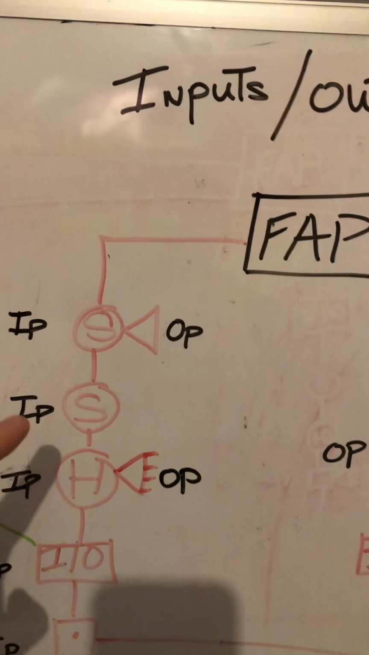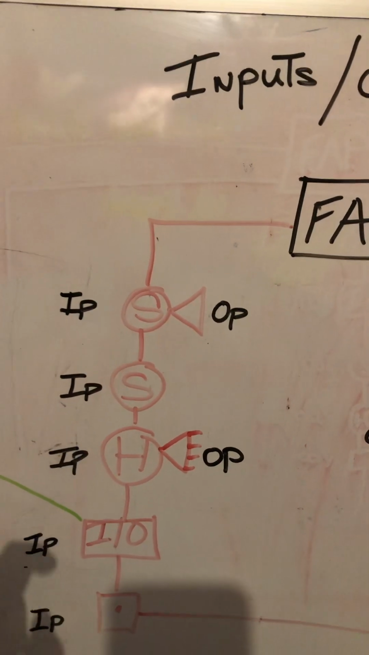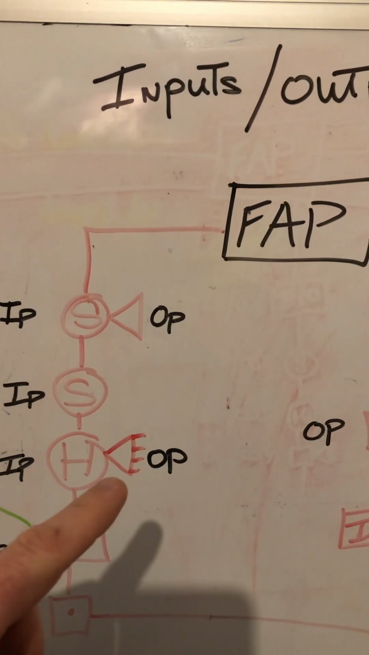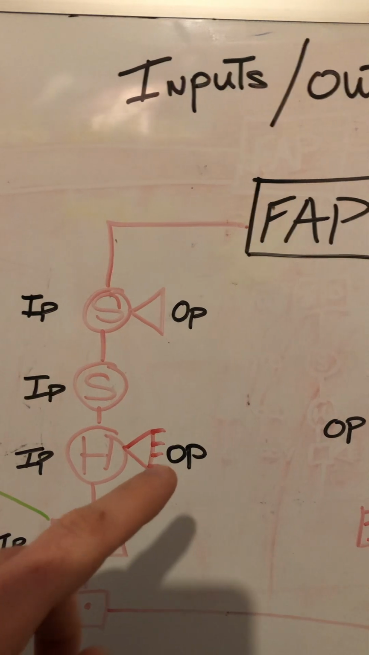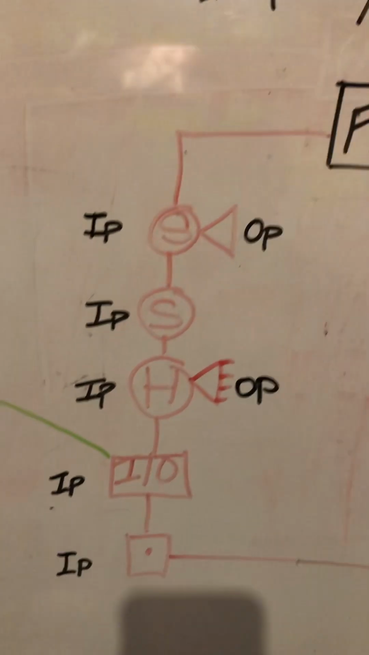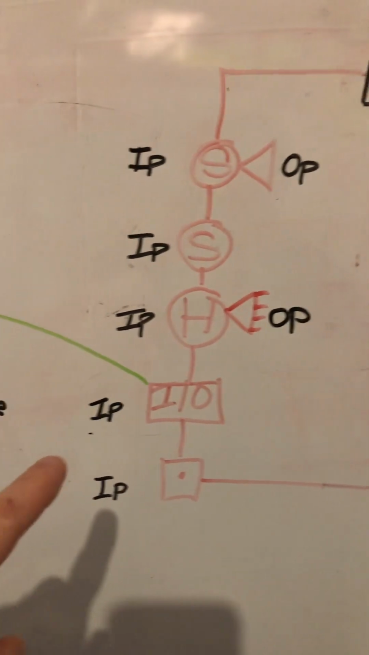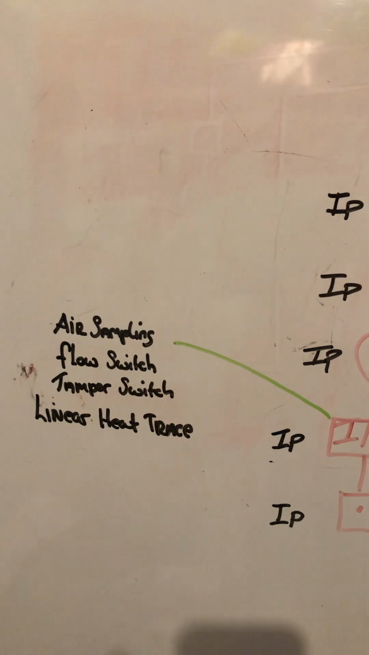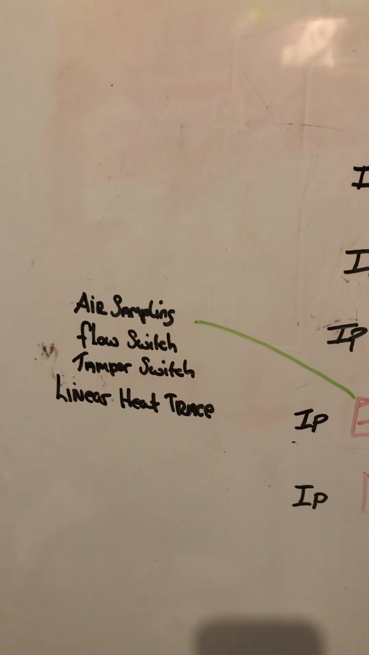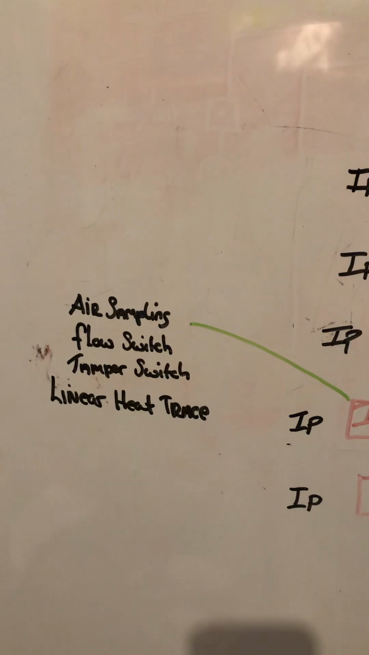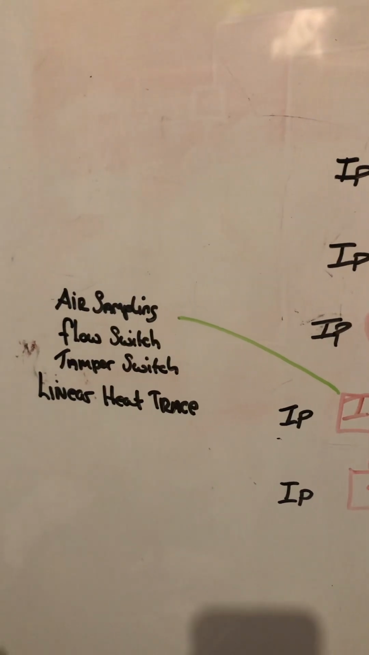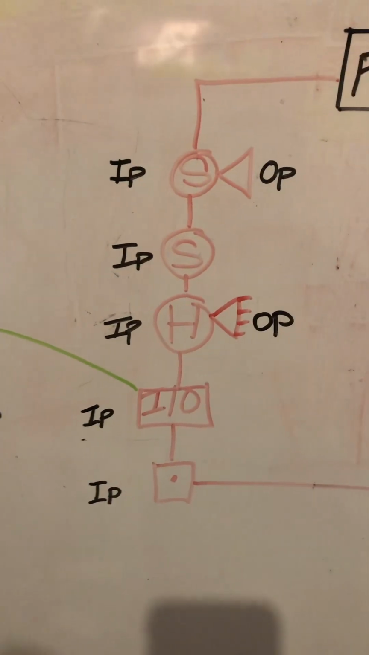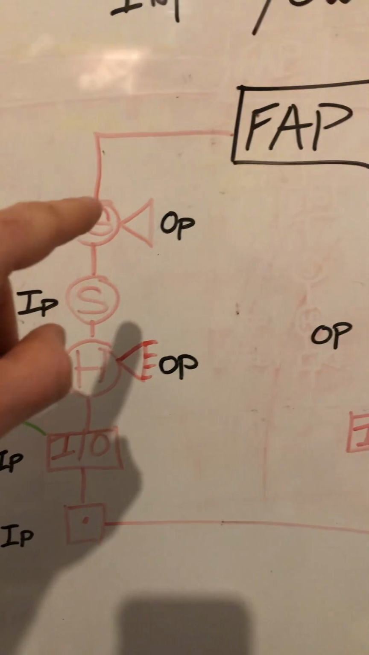So continue on down here, we've got a smoke detector, input, heat detector, input, with a beacon base. The sounder beacon base would be an output. We come down to an I/O, so this would be an input I/O, and a few examples of inputs are air sampling, flow switch, tamper switch from sprinkler sets, or linear heat trace. So basically, if the air sampling detects smoke, it will in turn input information to the fire alarm panel.